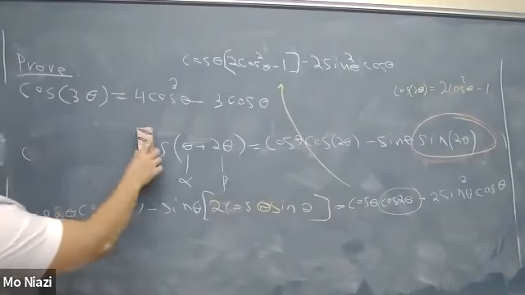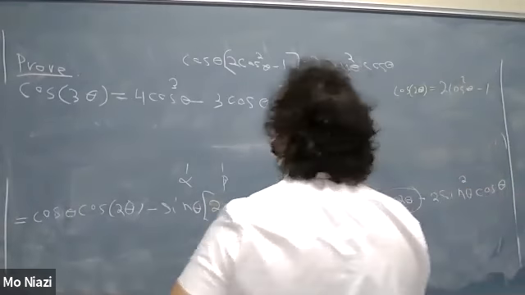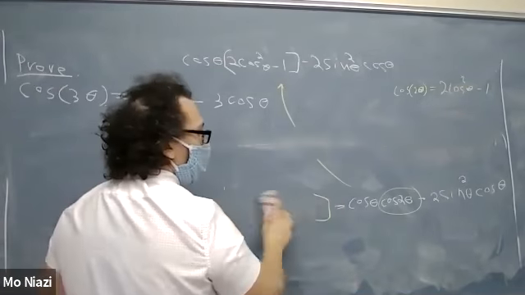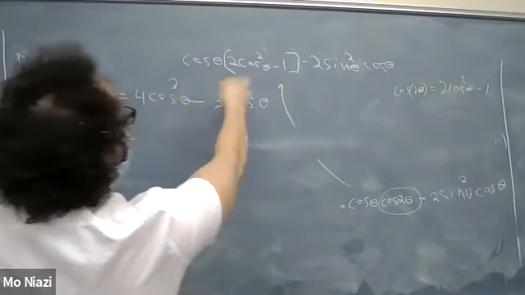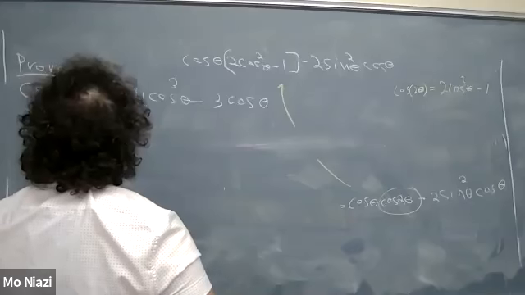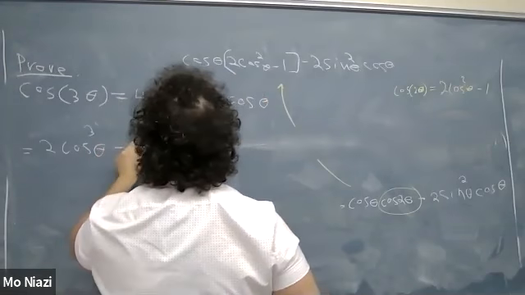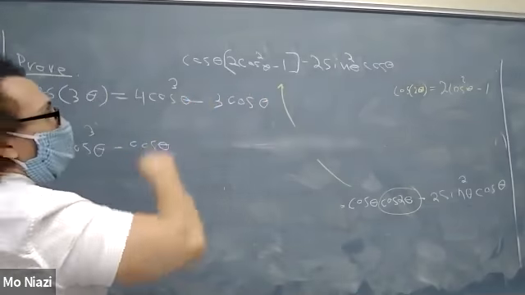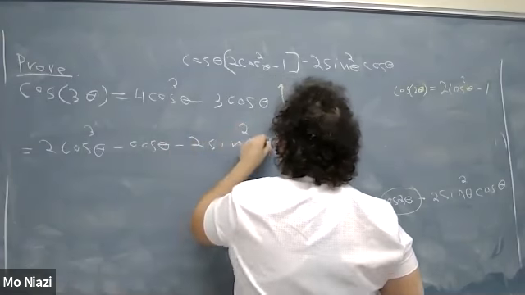I'm going to have to delete some stuff here because I'm running out of room. So then bringing this calculation down here, I distribute the cosine theta. So I get 2 cosine cubed theta, and then the 2 cosine squared minus 1 just becomes a minus cosine of theta, minus 2 sine squared theta cosine of theta.